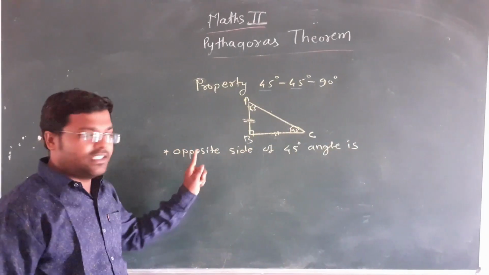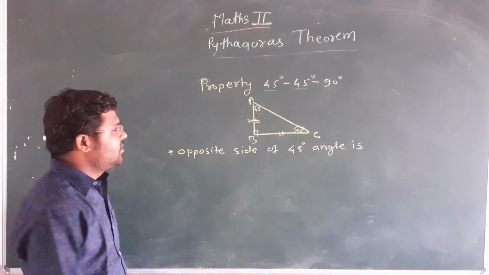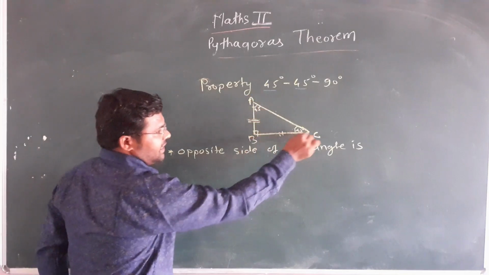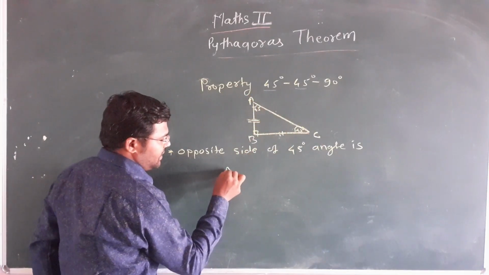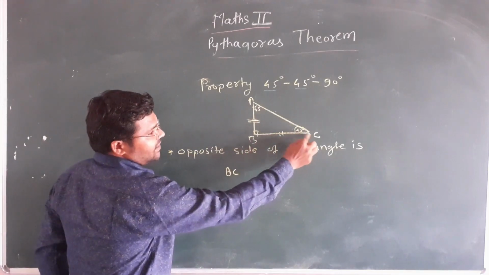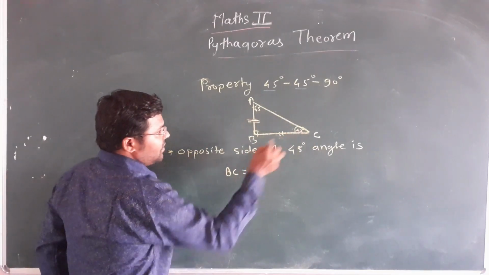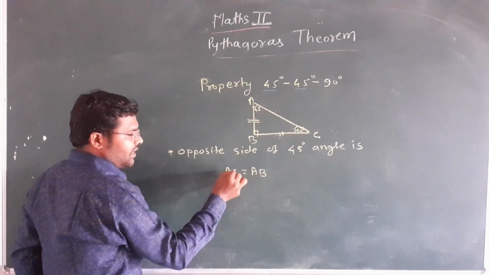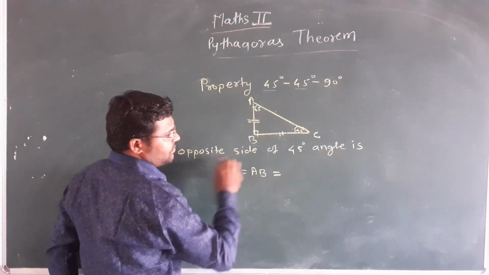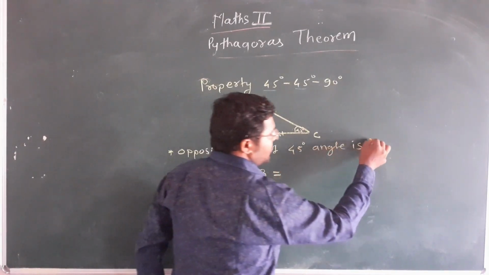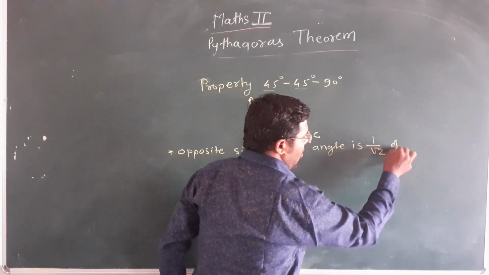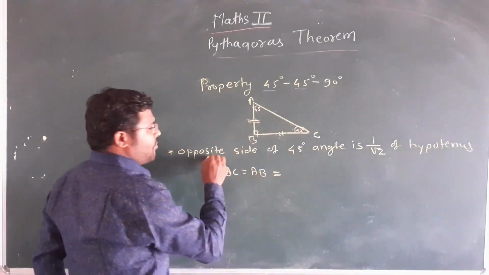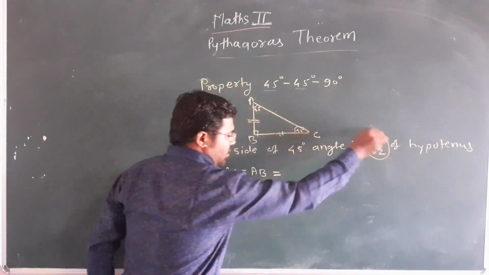Okay. Opposite side of the 45 degree angle: which are the opposite sides? A is the 45 degree angle, so BC is the opposite side of A. C is also a 45 degree angle, so its opposite side is AB. So BC is equal to AB. The opposite side of a 45 degree angle is 1 upon root 2 of the hypotenuse.